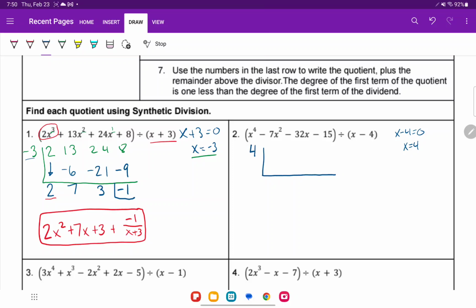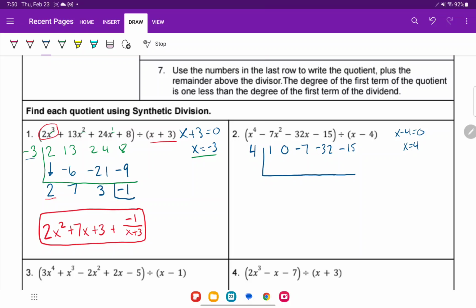Now, we're going to look at our dividend and see if we have any missing powers. So x to the 4th, coefficient is 1. We don't have x cubed, so in this place we're going to put a 0. We do have x squared, which is negative 7. We have x, which is going to be negative 32. And our constant is negative 15. So it should go 4, 3, 2, 1, constant.